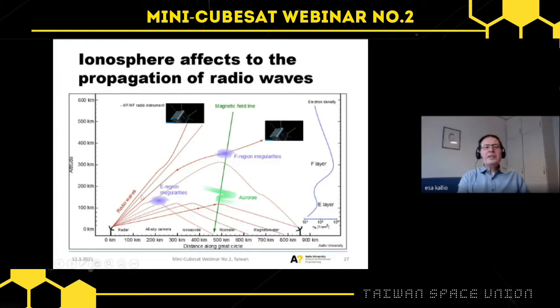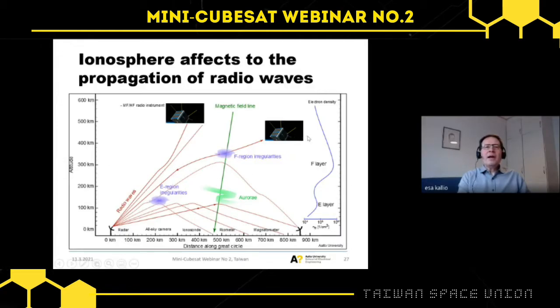But as you can see in this sketch, radio waves are not propagating directly, because there are ionospheric charged particles that affect the propagation of electromagnetic waves. And it also means that when we hear radio waves at a given frequency, it gives information about the properties of the ionosphere, electron densities.